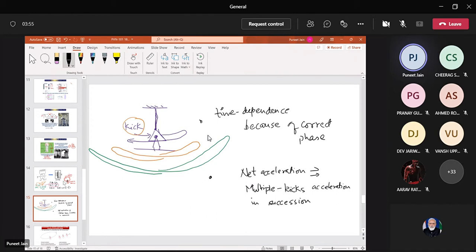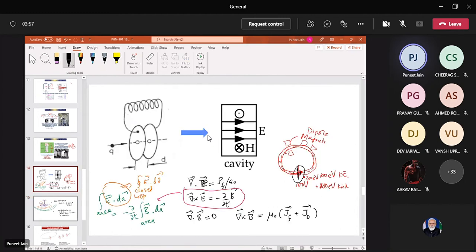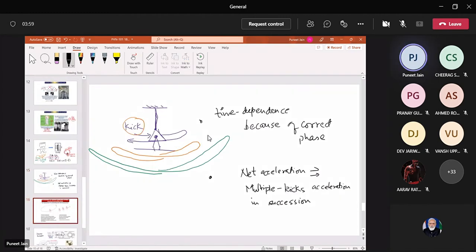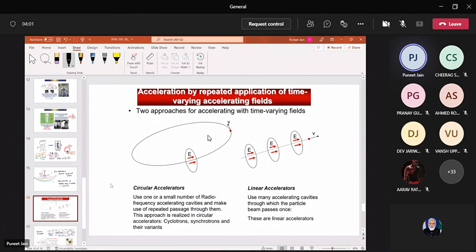So this is the physics. So Maxwell's equations also say this thing, and based on that we have two types of machines. Just looking at the topology, if the acceleration mechanism is such that the particle beam follows a closed circle, then we call them circular accelerators. If the particle beam follows a straight line, then we call them linear accelerators. All right.